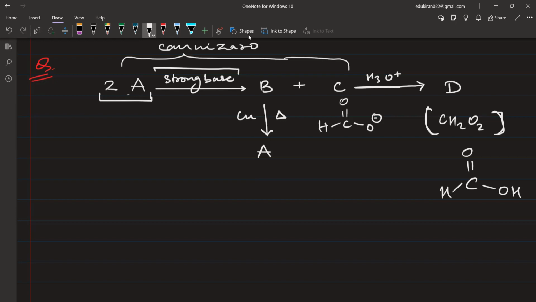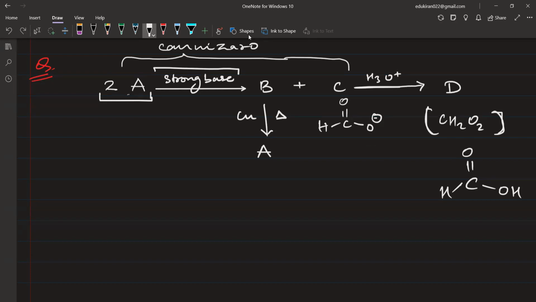There are only a few reactions in your syllabus where you can use 2 moles of something and react it with base. In aldol, first of all, it is not a strong base, it is dilute NaOH. Where is strong base used? Concentrated base is used in Cannizzaro. So Cannizzaro is the only reaction in this template where 2 moles give 2 different products, not one product, and one of them is a carboxylate ion.